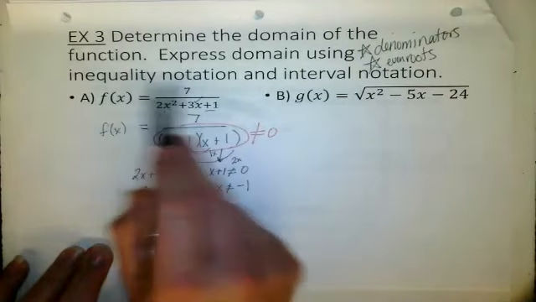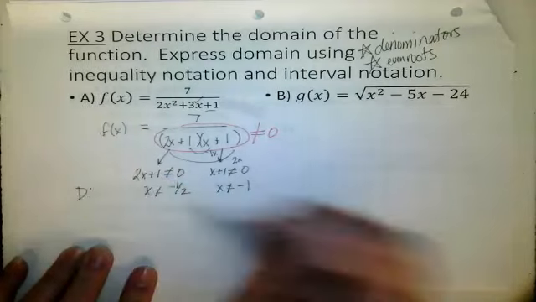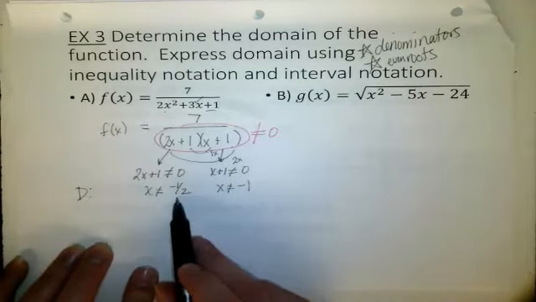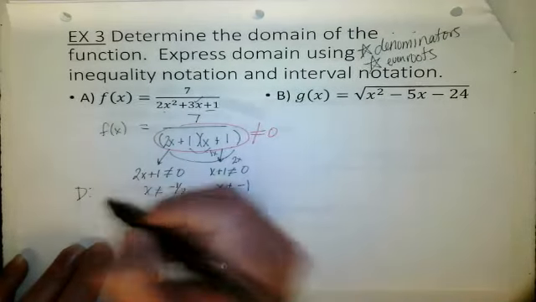And in fact, this happens to be inequality notation. I think your book says all real numbers except x equals -1/2 and x equals -1. This is fine.